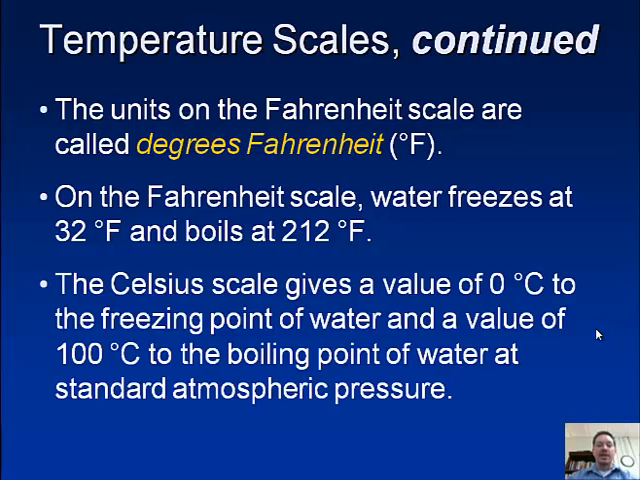Whereas the Celsius scale gives a value of 0 degrees Celsius to the freezing point of water and a value of 100 degrees Celsius to the boiling point of water. This is at standard atmospheric pressure, so this does vary a little bit if we were to go up to the mountains in Colorado or go to, say, Death Valley.